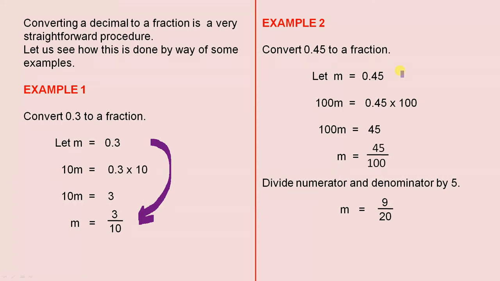Let m equal 0.45. If we multiply both sides by 100, we get 100m equals 0.45 times 100. Therefore 100m equals 45. Therefore m equals 45 over 100. So if we divide numerator and denominator by 5, we get m equals 9 over 20. So 0.45 is 9 over 20.